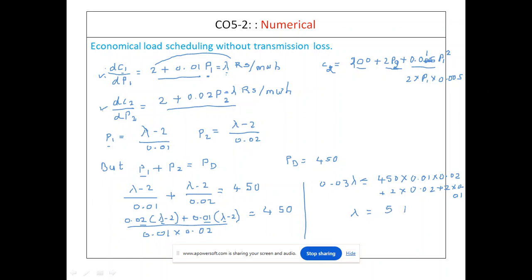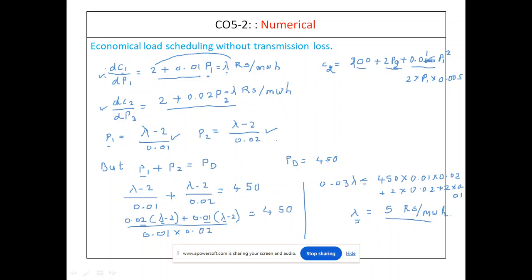You just please check out what will be the unit of this lambda. It is incremental cost, so it is rupees per megawatt hour. So what we find is that for economical load scheduling, for both the plants, their incremental cost should be 5 rupees per megawatt hour. Now, this lambda, whatever I have found out, I will substitute in these equations, and I will find out what P1 and P2 are.